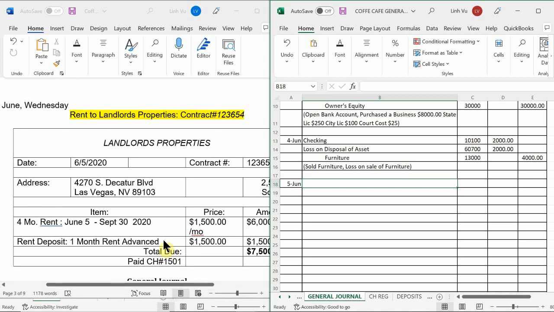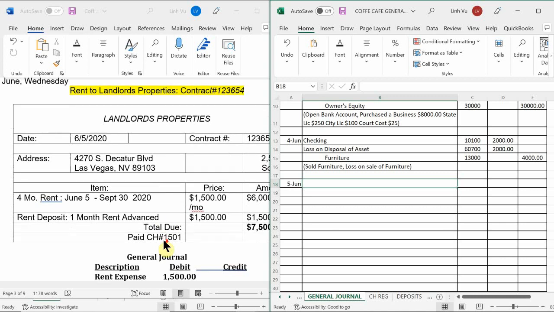So that means I got to write a check. What did I buy? Rent. Well, you didn't buy anything, you paid rent. You paid for rent. What else did you also pay for? A deposit. We ended up paying for a rent deposit.